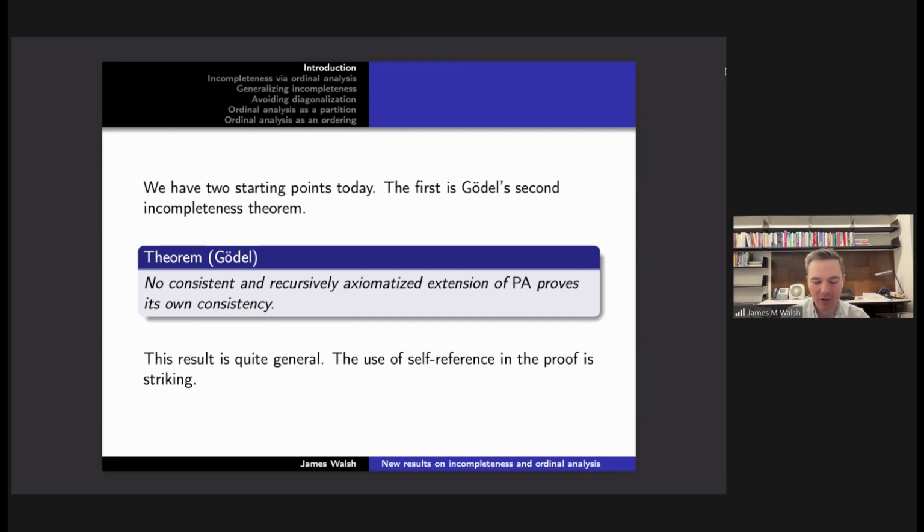Nevertheless, when you have a feature of a proof that's so striking, it leads you to wonder whether it's really necessary. So one of the questions that got me on this particular research topic I'm talking about today is the question of whether the use of self-reference is necessary here.